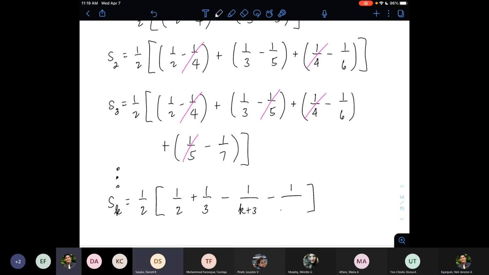Okay, Maria is correct. It's going to be k plus 4. Because here, when k is 2, we get 1/6. When k is 3, we get 1/7. And so this would be 1 over k plus 4.